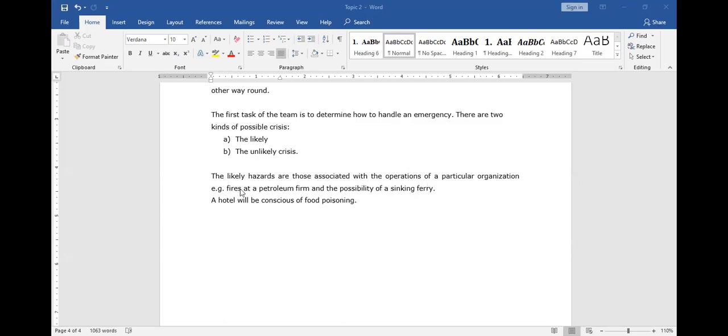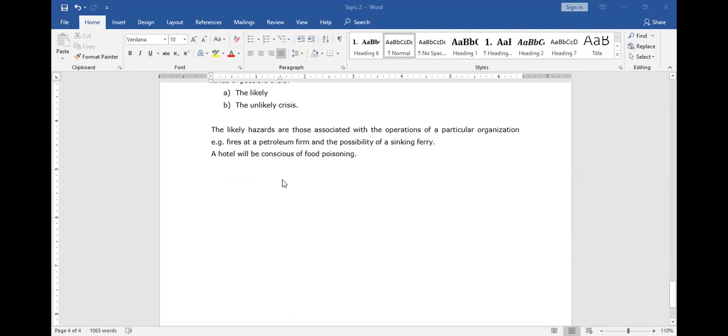For example, you are talking about fire at a petroleum farm, a possibility of a sinking ferry. Those are likely crises. A hotel also will be conscious. Those who are doing DHM will be conscious of food poisoning. Food poisoning is a likely crisis. If you are doing DHM, you find that you have prepared food well, but employees or some people ate the food and then got food poisoning, and then you find yourself in the media.